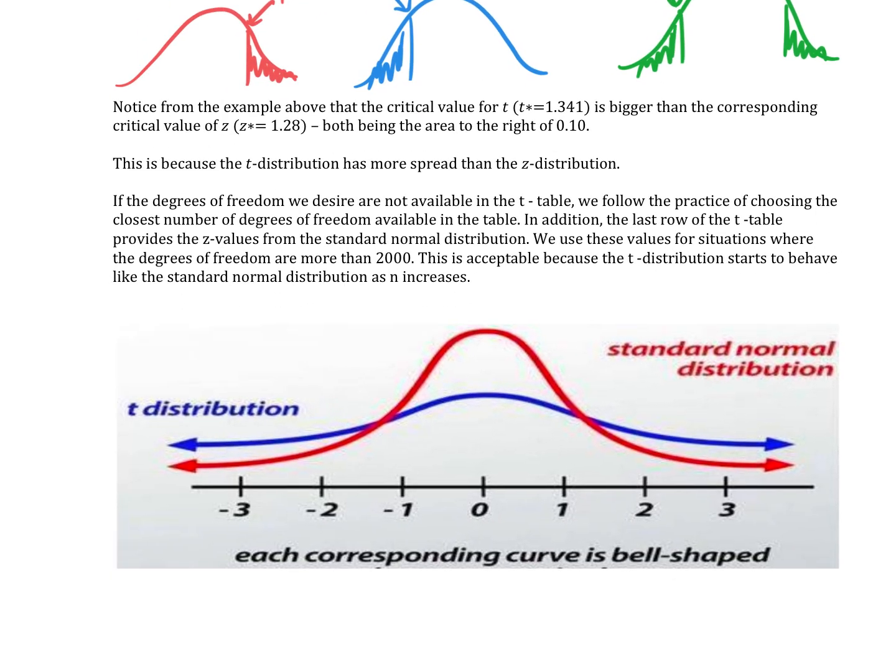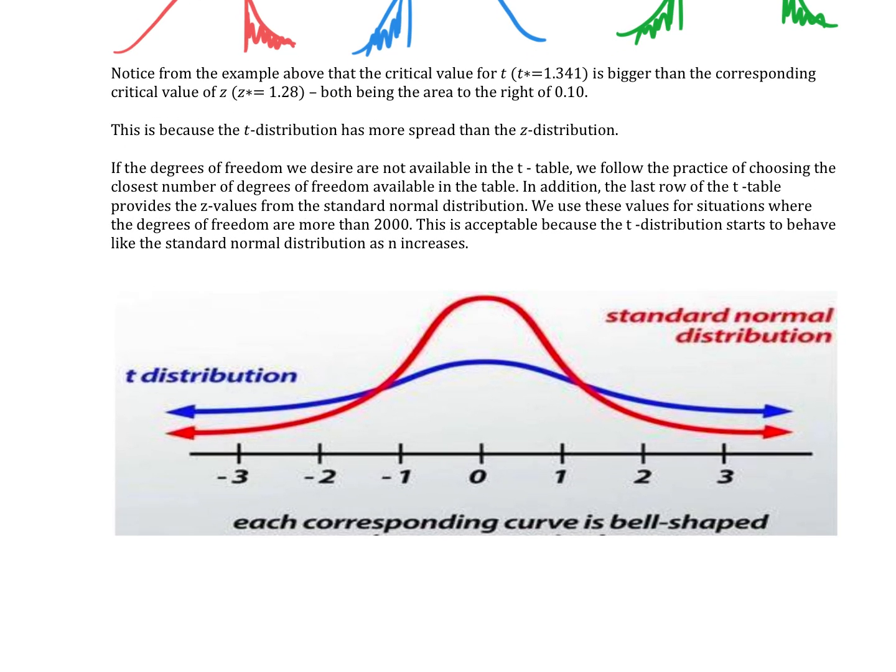So if the degrees of freedom we desire are not available, we follow the practice of choosing the closest number of degrees of freedom available. In addition, the last row of the t-table provides a z-value from the standard normal distribution. So the very bottom is for degrees of freedom that are more than 2,000. So if I have 3,000 as my n value, you would use that infinity bottom number. Does that make sense? Yeah?